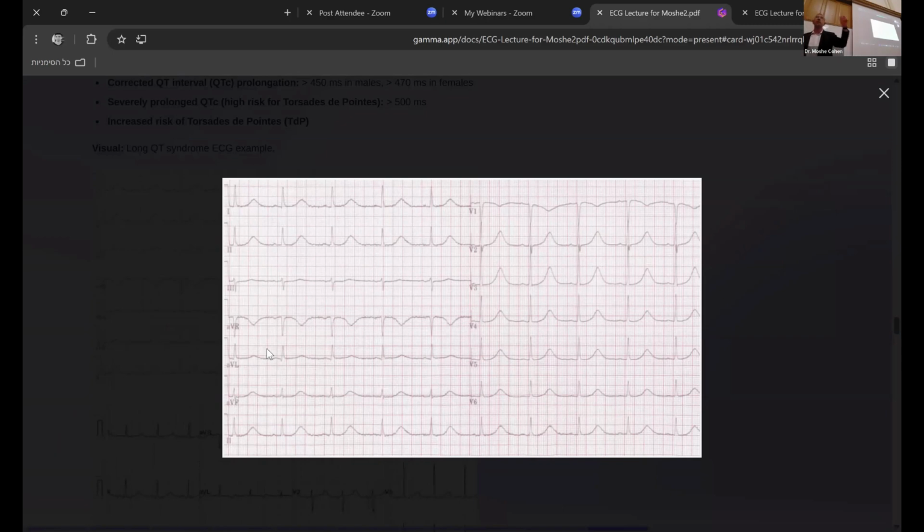Long QT syndrome, when someone has a sudden death in the family, that's one thing that physicians will always ask you. If someone has a sudden death case in the family, especially of a child, usually very tragic stories, the whole family needs to go through an examination for long QT syndrome, because death can be easily prevented by defibrillator implantation.